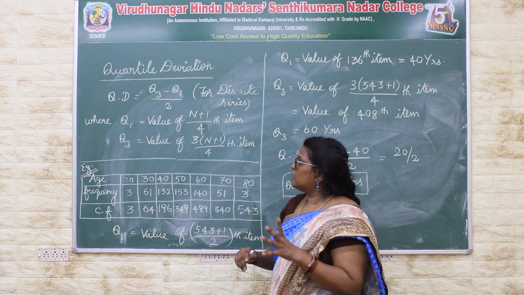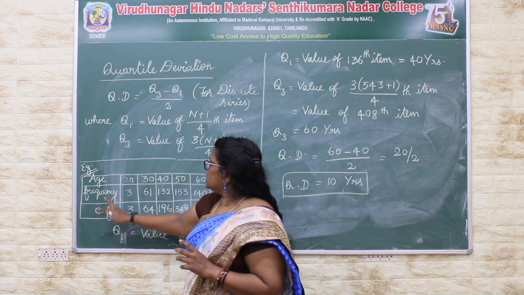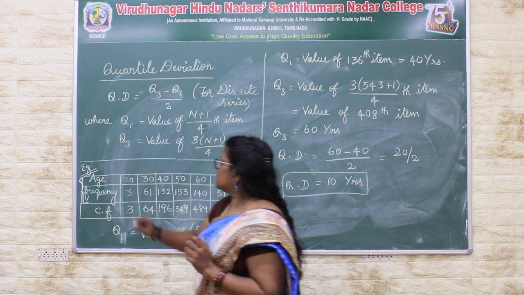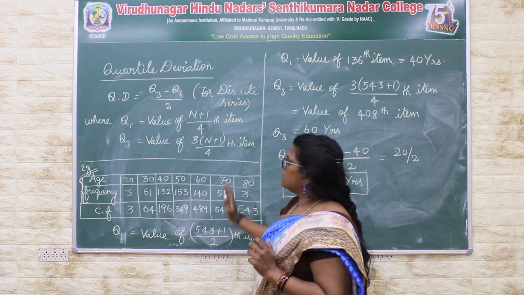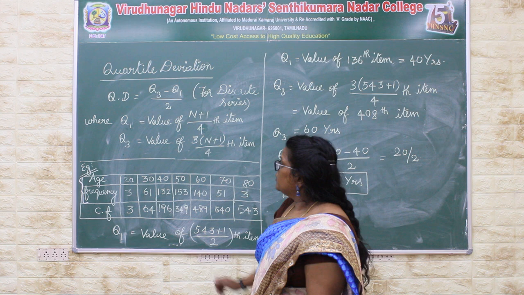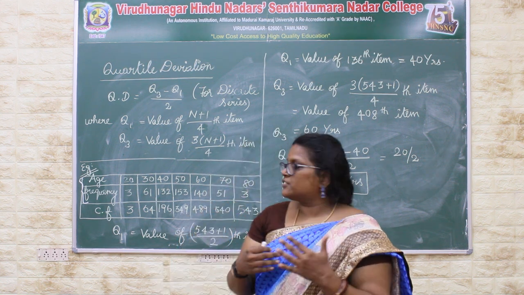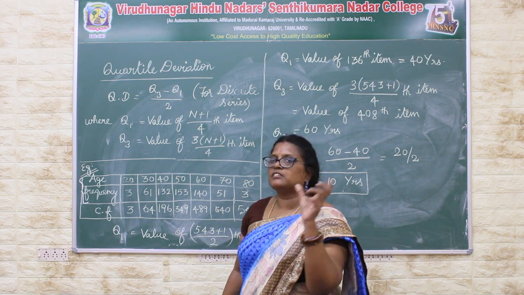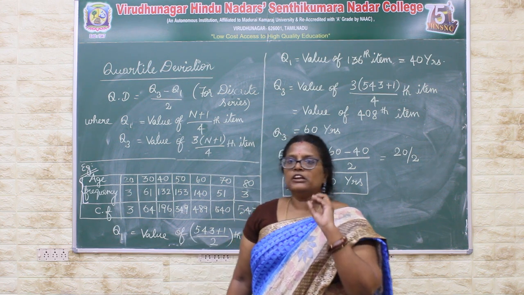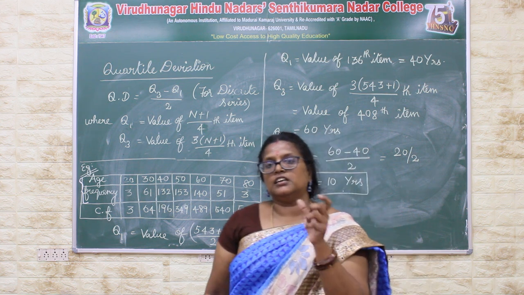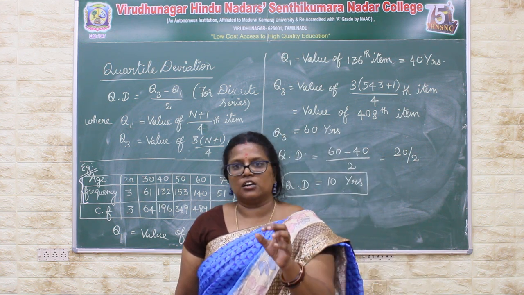So, I will give one example. Age and frequency of the people is the problem. To find the quartile deviation, first we find the cumulative frequency, and then, using the cumulative frequency, we find the values of Q3 and Q1.